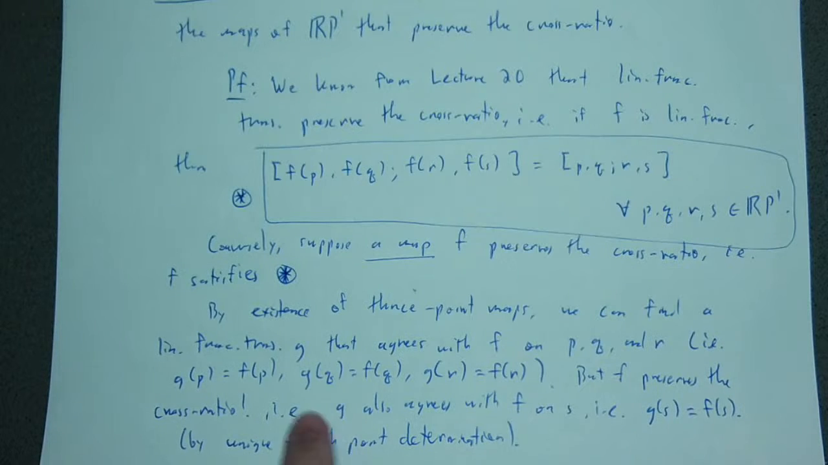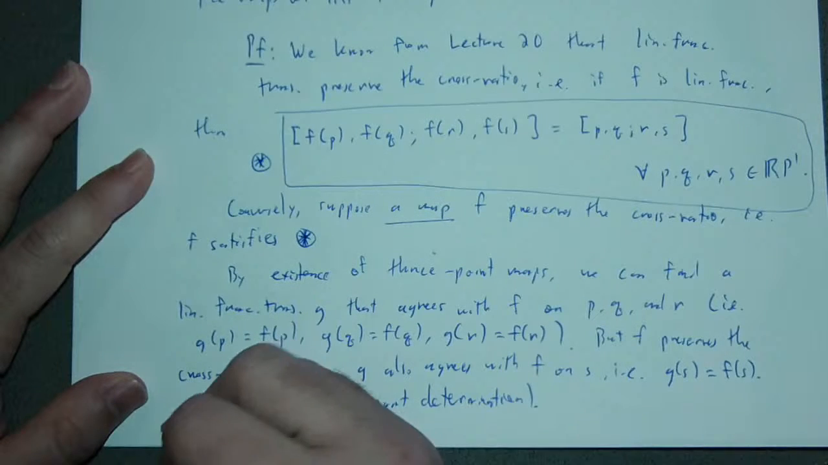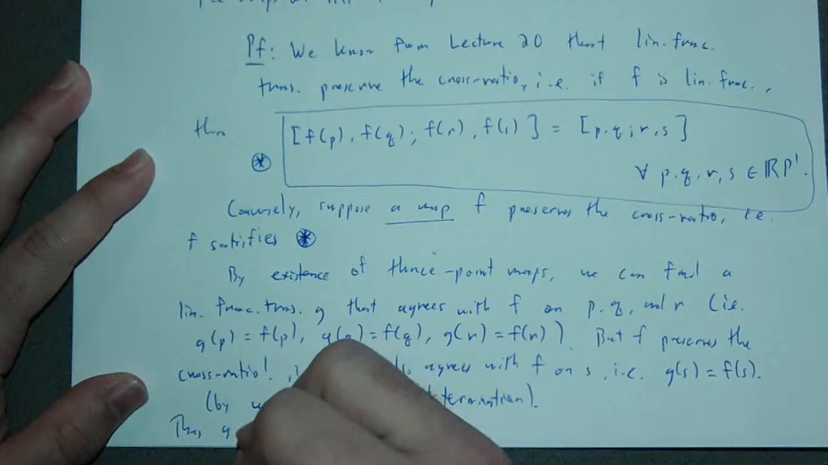But now we've constructed a linear fractional transformation G that agrees with f on all 4 points. So it agrees with f on any 4 points of RP1. What does that mean, though? It means it agrees with f everywhere. Thus, G agrees with f everywhere.